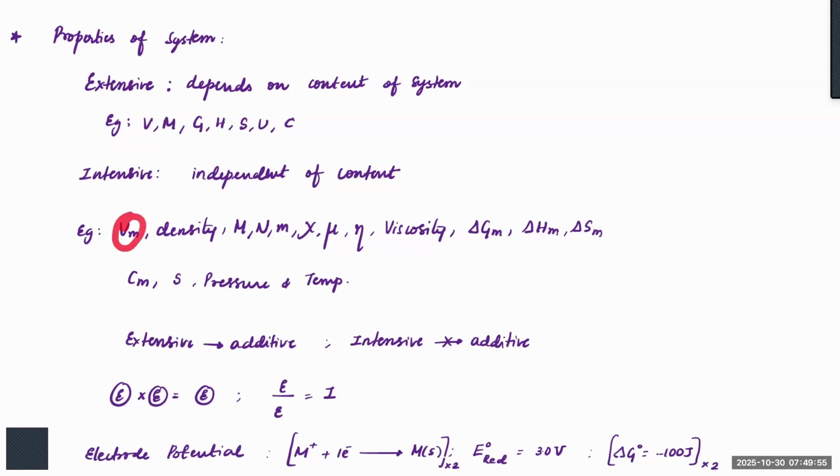That includes molar volume, density, molarity, normality, molality, mole fraction, refractive index, viscosity, and molar change of free energy or entropy, and all of them in the molar form. And then molar heat capacity, right? And this one is molar heat. This one is specific heat capacity, pressure and temperature.